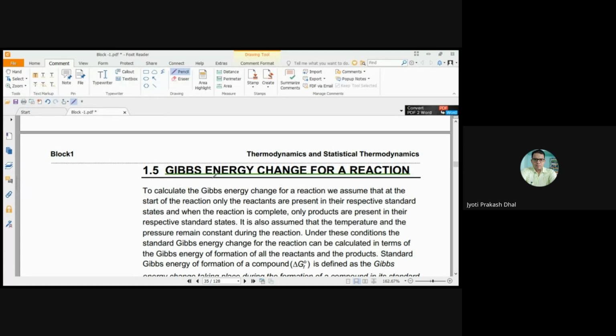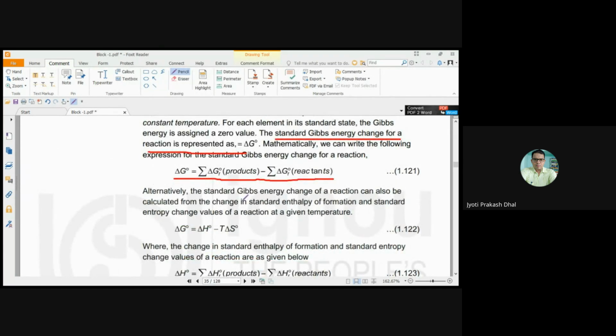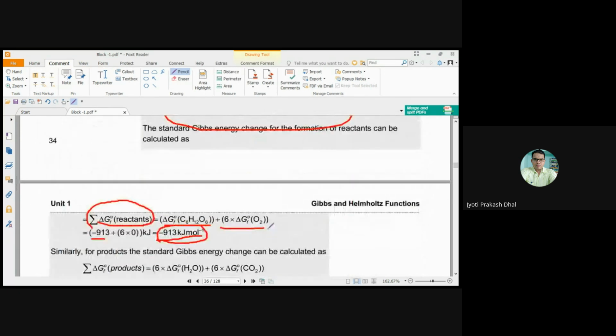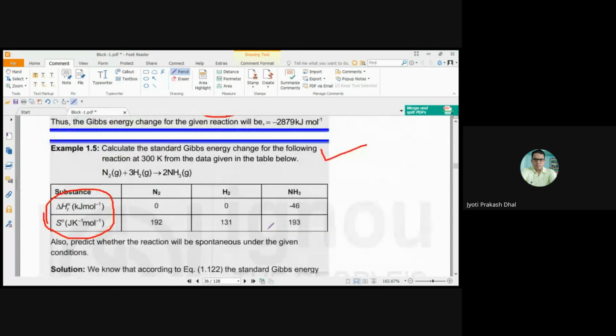The next one is del G naught, the standard Gibbs energy change for any reaction. From this part you will find numerical questions. Very easy numerical questions are there, because del G naught of any reaction equals the summation of the Gibbs free energy change of the products minus the summation of the Gibbs free energy change of the reactants. So numerical questions will come from this part.